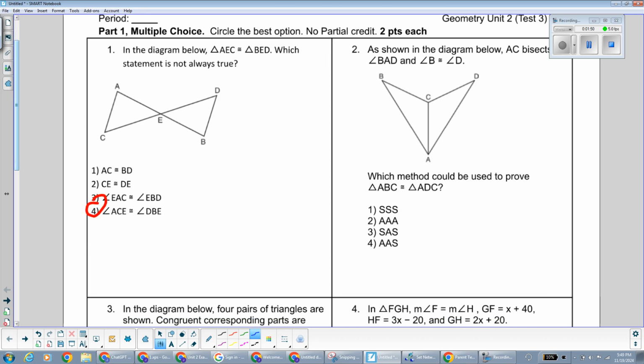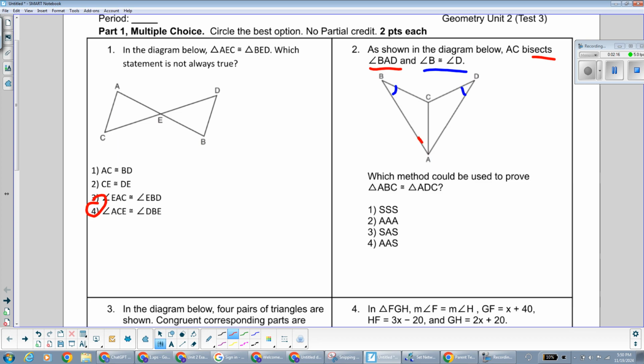This was number two, straight from one of the cooldowns we had in class. Which method could be used to prove the triangles congruent? A lot of people got this wrong because they did not mark the diagram. They tell us angle B is congruent to angle D. And they also tell us AC bisects angle BAD. So angle BAD is what's getting bisected. So BAD, that's this whole angle here.